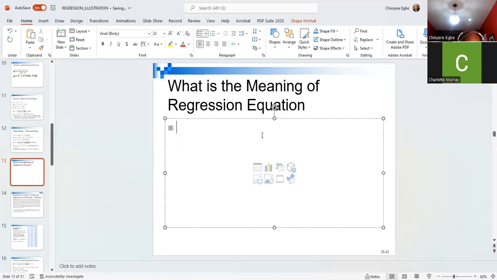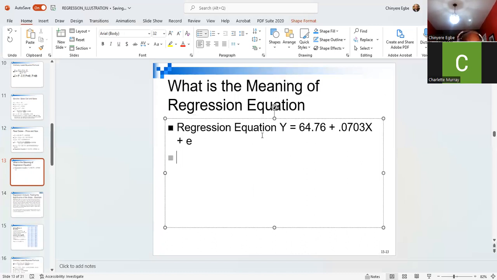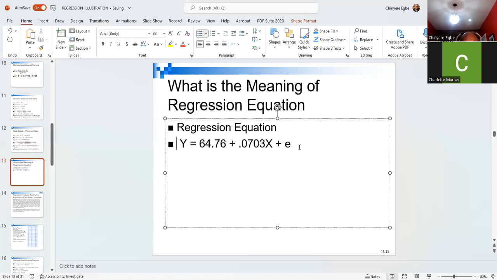Okay. So we have the regression equation here, right? That's going to make it easy. All right, so the regression equation is that.